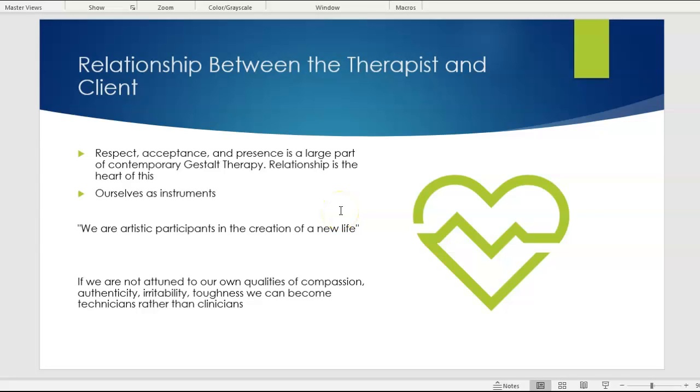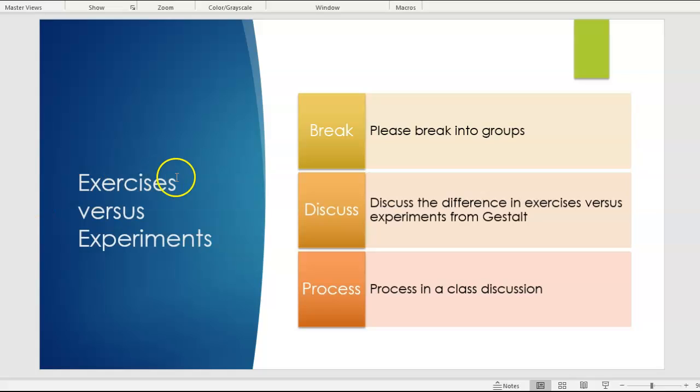The relationship, we are the instrument. When you feel it, trust it, you're an instrument. If we're not attuned to our own qualities of compassion, authenticity, irritability, and toughness, we can become technicians rather than clinicians. Respect and acceptance and presence is a large part of now contemporary Gestalt therapy. We wouldn't be quite as rough as Fritz.